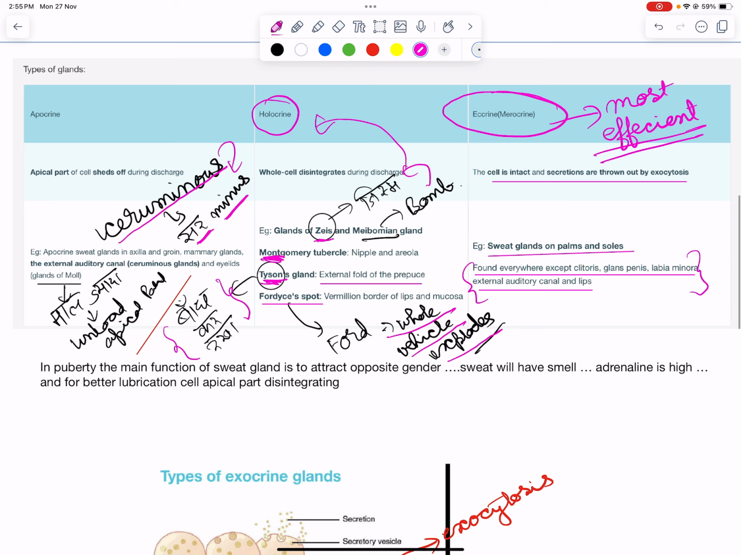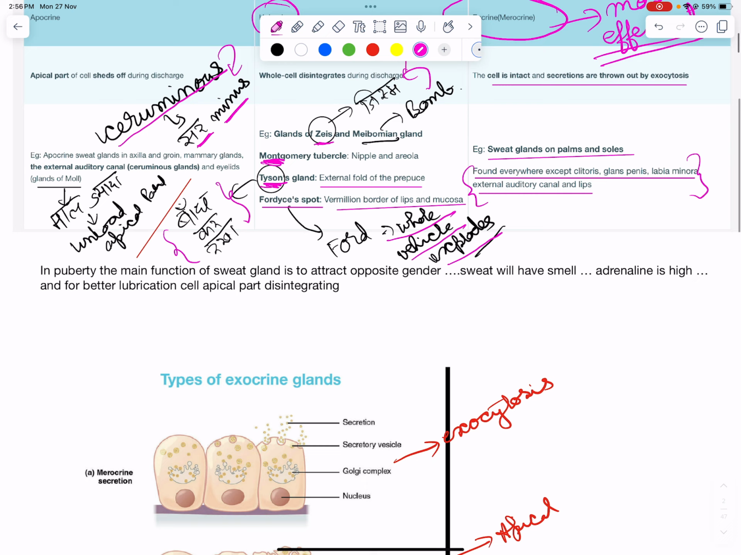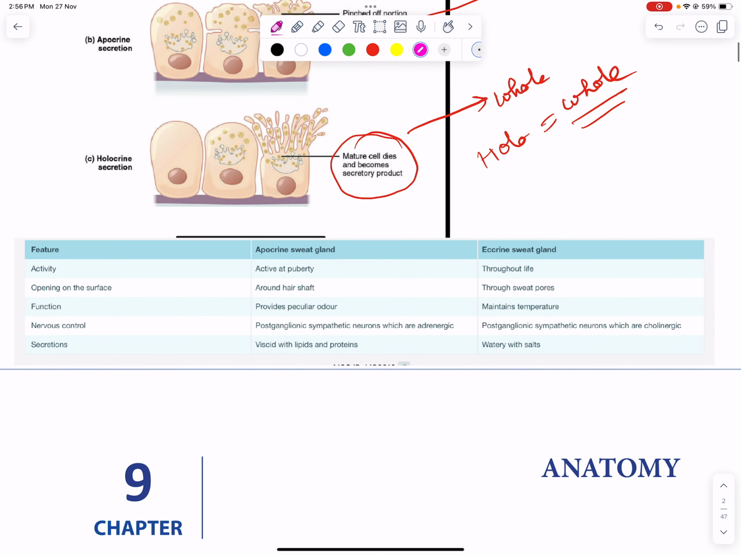If this bomb is fit, Fordyce spot, it is near the lips and mucosa, because our lips are somewhat like a road, that is, it has serrations but it is smooth, so we can relate that. Now we come on to the apocrine sweat gland and eccrine sweat gland.